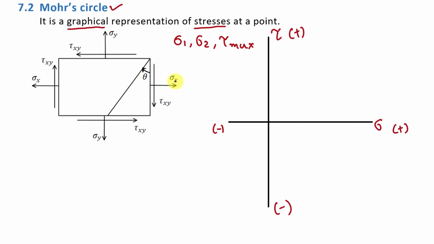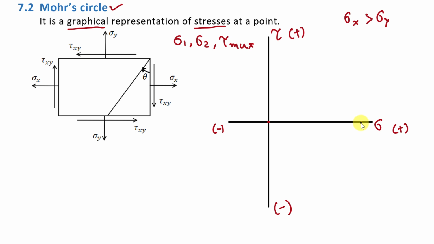Now here you can see that there is normal stress sigma x on this surface of the body, and it is tensile in nature, so it will be on the right side of this point. And here we are assuming that sigma x is greater than sigma y, means stress in x direction is greater than stress in y direction. Fine? Now on this surface there is this sigma x normal stress which is tensile in nature. So this sigma x will be on the right side of this point.